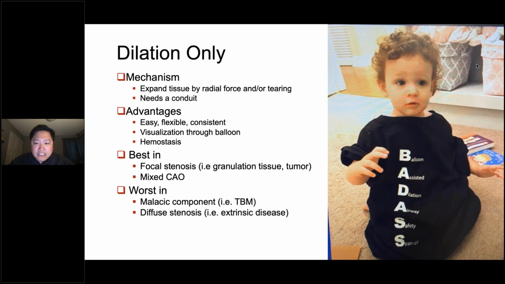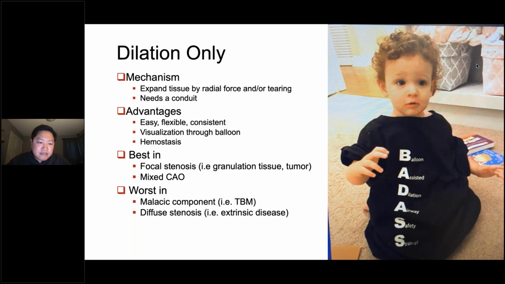The advantages is that it's easy, it's flexible, it's consistent. Anyone can do it. If you're writing good procedural notes, they'll just copy what you did. So it's very reproducible. With the new balloons, you can visualize what you're doing through the balloon, which is nice. And it's also good for hemostasis. So these will work with focal stenosis, granulation, or tumor, and with mixed central airway obstruction. If you have any malacia, it's not going to be the best because it's just weakness of the airway caliber, so there's really not much to dilate.